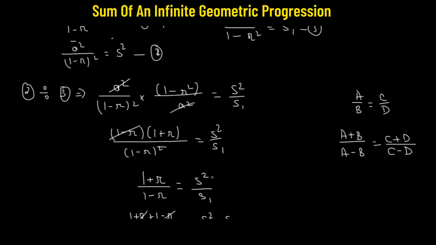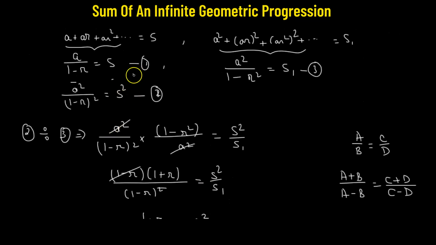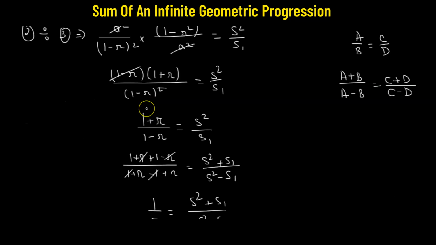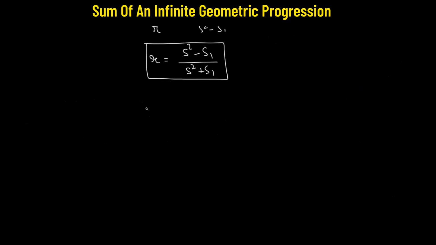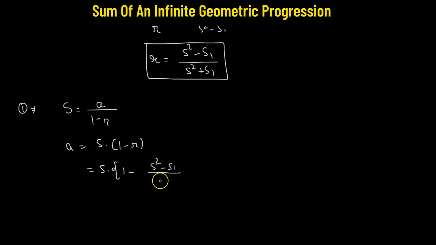Now our next task will be to obtain the value of our first term. So let's use equation number 1, which is S equals A divided by 1 minus R. We want to obtain the value of our first term A. So we have S multiplied by (1 minus R), where the R value is (S squared minus S1) divided by (S squared plus S1).